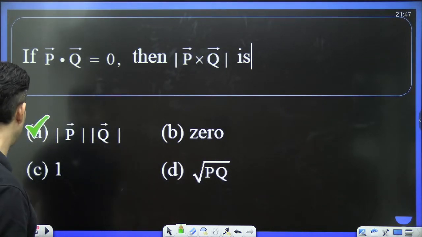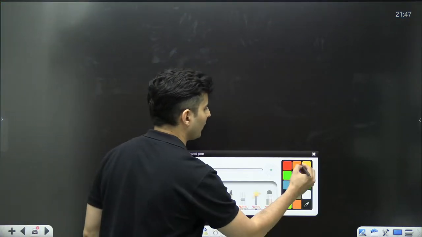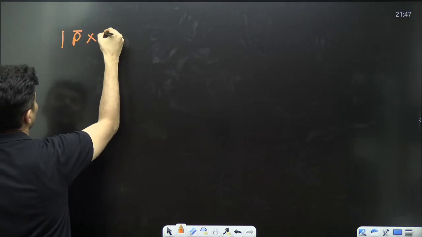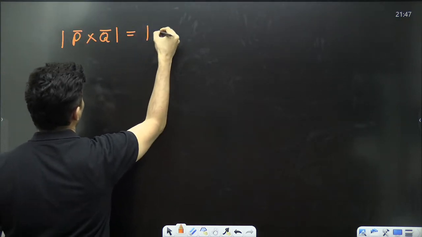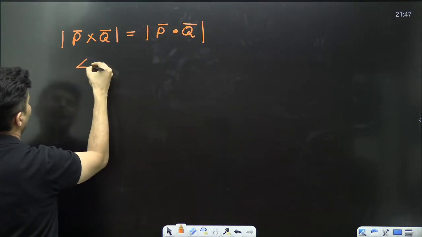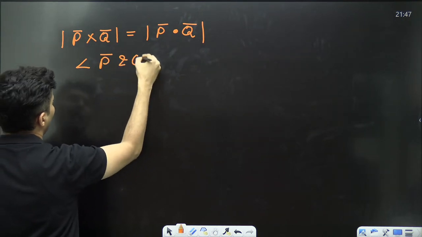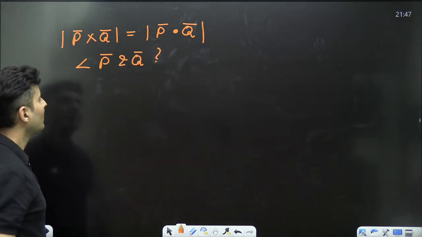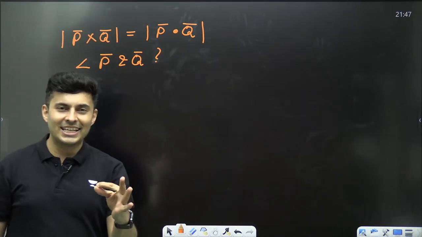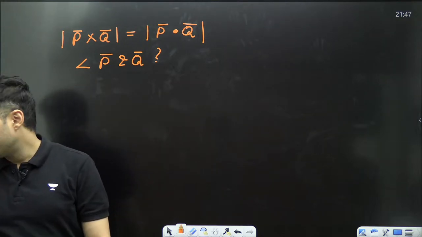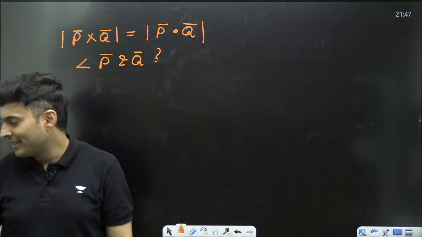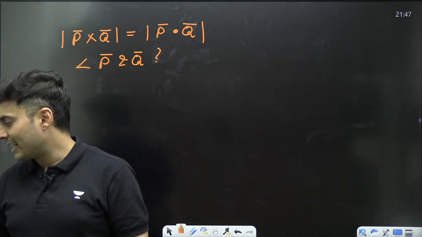Let's move to the next question. I'm writing it in front of you. Here's the question. Magnitude of P cross Q is equal to magnitude of P dot Q. What is the angle between P vector and Q vector? Come on, guys. What do you think is the angle between these two vectors? Come on, my dear warriors. What do you think the correct answer is?